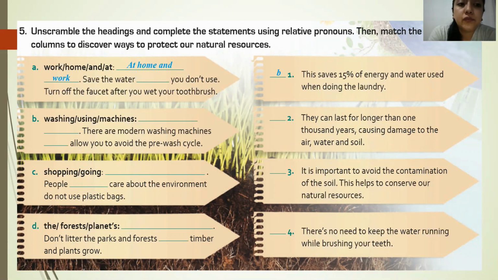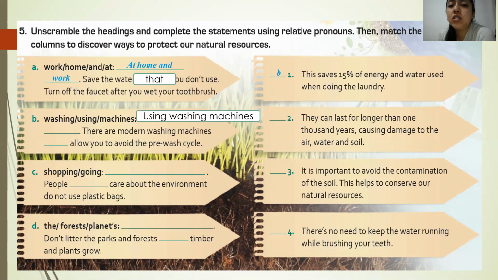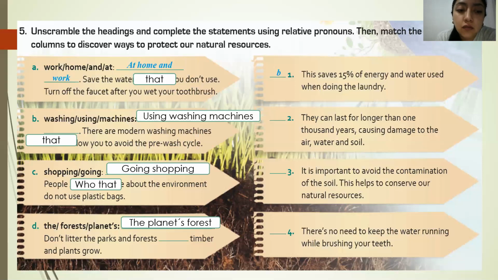The first one, the answer is work at home. Save the water, people who don't use the front force and the wing to the tamper. Okay, using machines. Using washing machines, there are modern washing machines that allow you to avoid the pre-wash cycle. Then there is going shopping. People who care about the environment don't use plastic bags. And the last one is the planet forest. Don't litter the tracks in the forest. You use timber where plants grow.